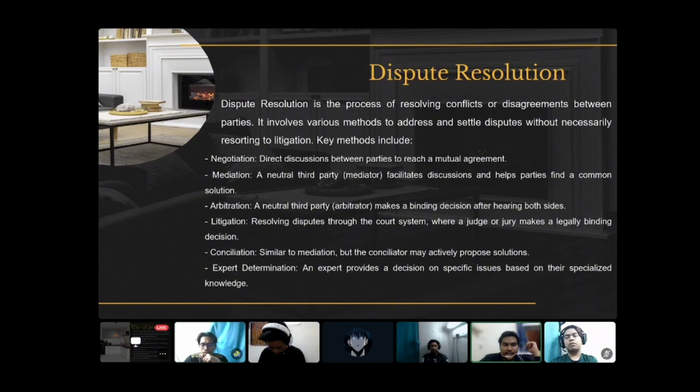There is also arbitration, where a neutral third party, an arbitrator, makes a binding decision after hearing both sides. Next is litigation, resolving disputes through the court system where a judge or jury makes a legally binding decision. Next is conciliation, similar to mediation, but the conciliator may actively propose solutions. Lastly, expert determination. An expert provides a decision on a specific issue based on their specialized knowledge.